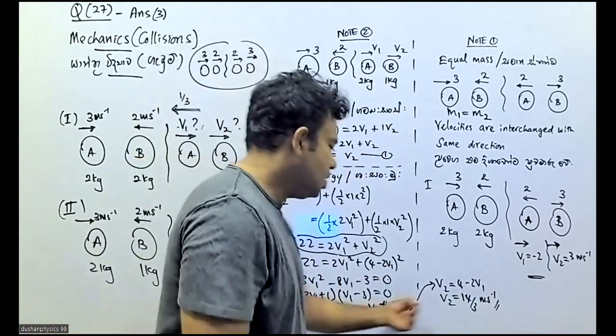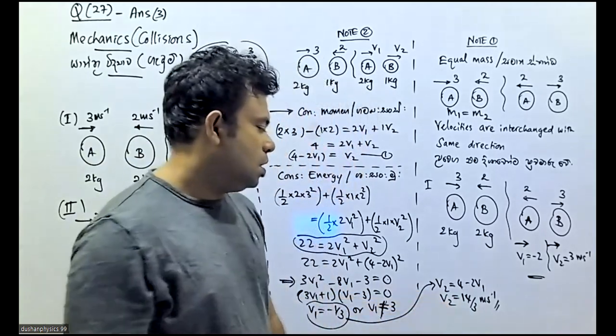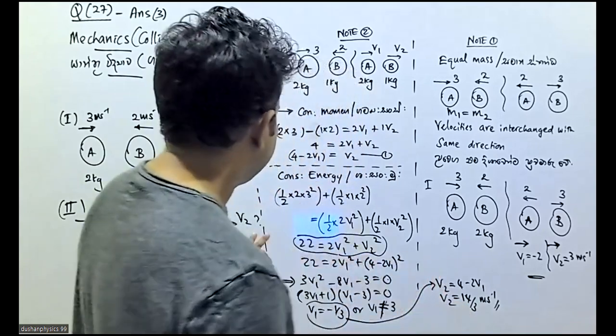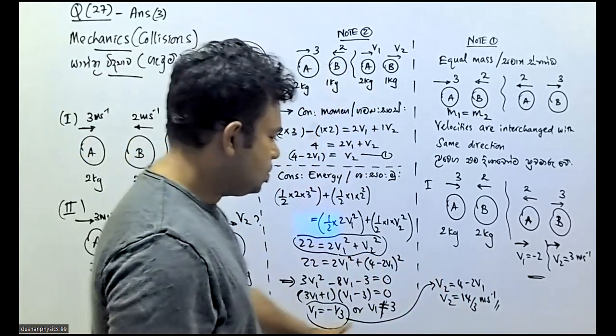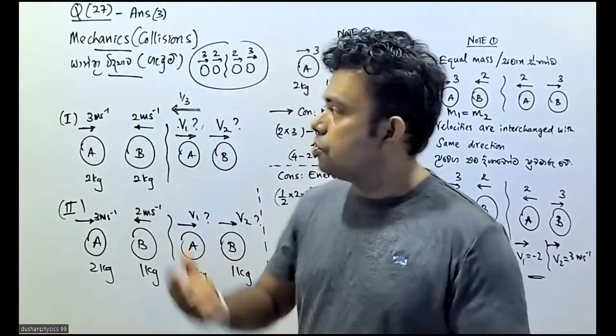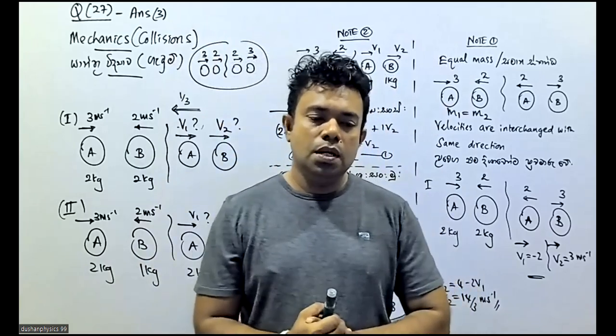It should be 14 over 3. Therefore, V1 is minus 1 over 3, V2 is 14 over 3. And if you analyze the answers, it should be answer number 3. It's a pretty easy question. Thanks for watching.